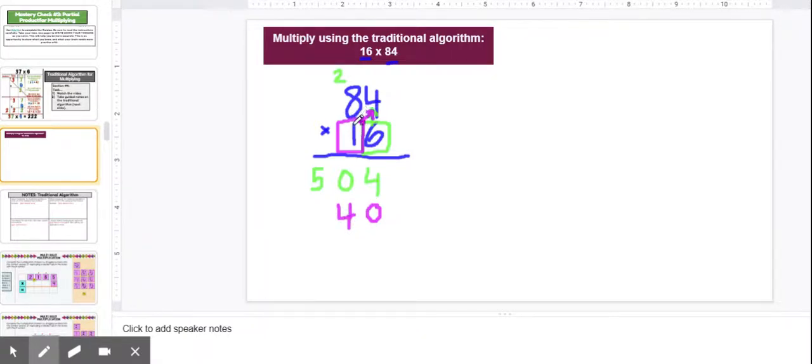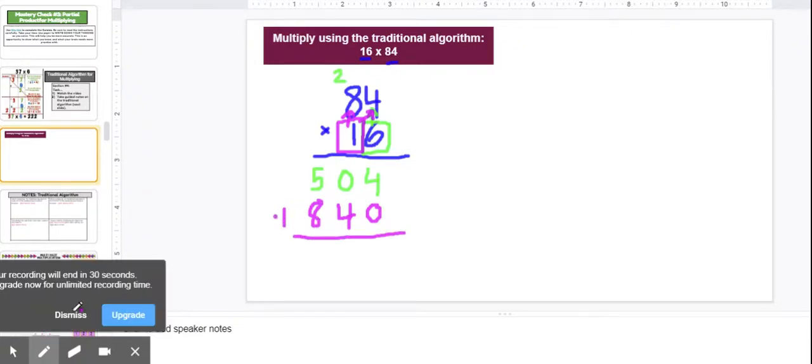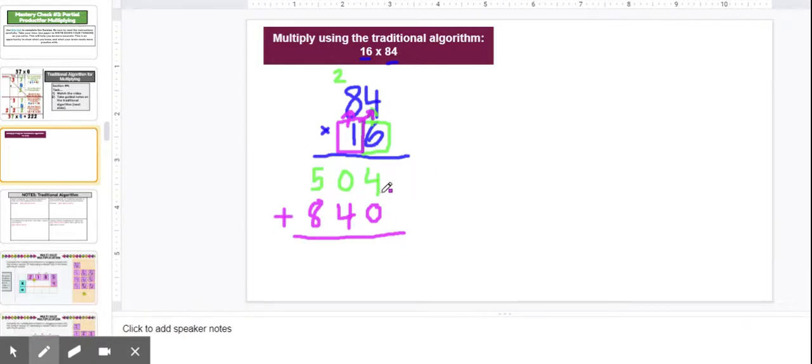Then I ask, what haven't I multiplied the 1 by? I haven't multiplied it by the 8. So 1 times 8 gets me 8. Now I've remembered to stack up my numbers, so I have my ones, tens, and hundreds columns, and now I'm ready to add. I'm going to add these all together. 4 plus 0 is 4. 4 plus 0 is 4. And 8 plus 5 is 8, 9, 10, 11, 12, 13.